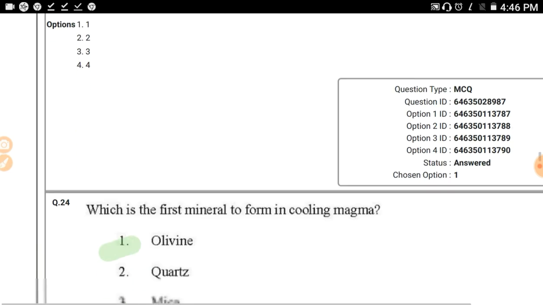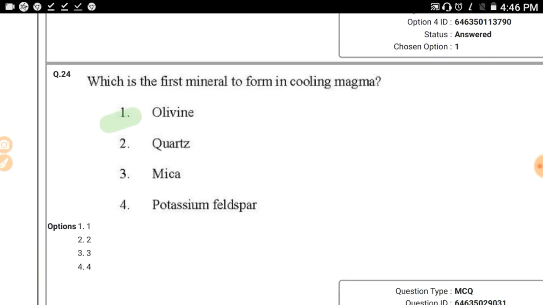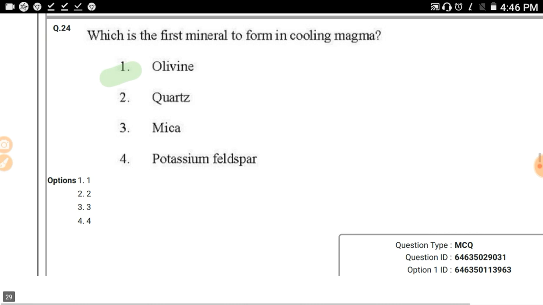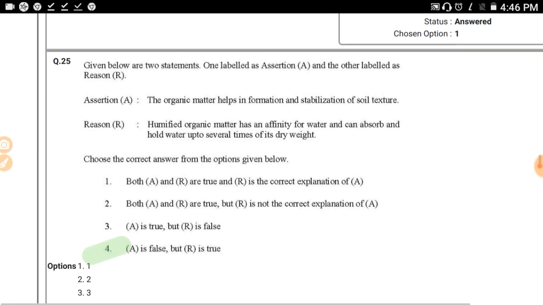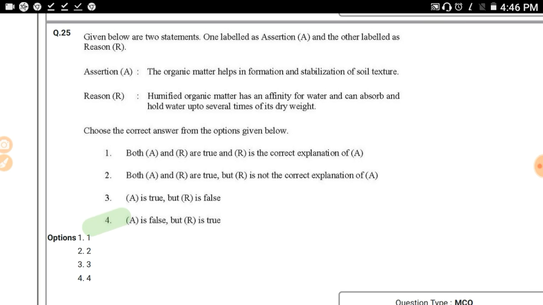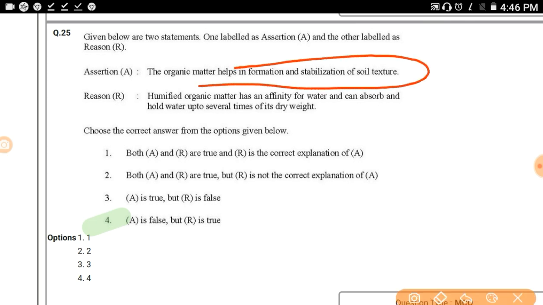Next question. Which is the first mineral to form in cooling magma? Olivine is the first mineral to form in cooling magma. Okay. Next question. Given below are two statements. We have to find out whether the assertion and reason are true or false. The assertion: organic matter helps in formation and stabilization of soil structures. No, this is false. Organic matter does help in the formation and stabilization of soil structures.